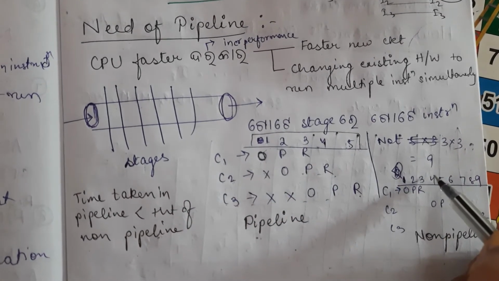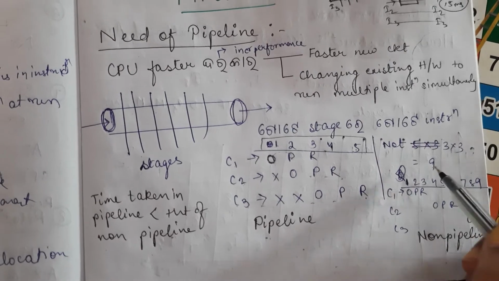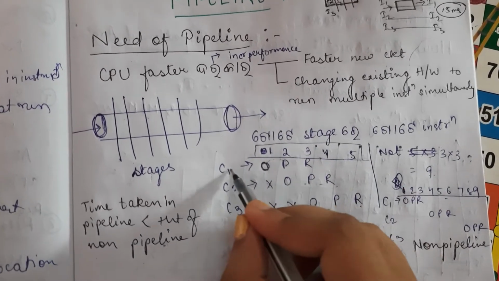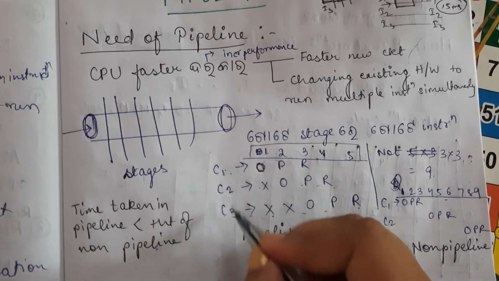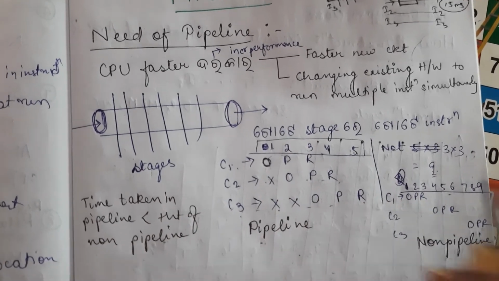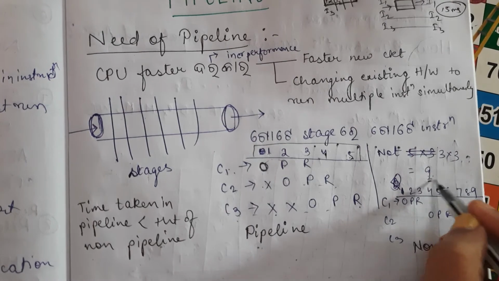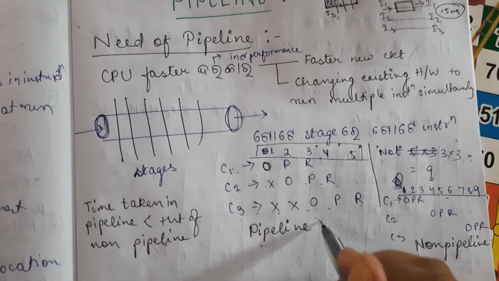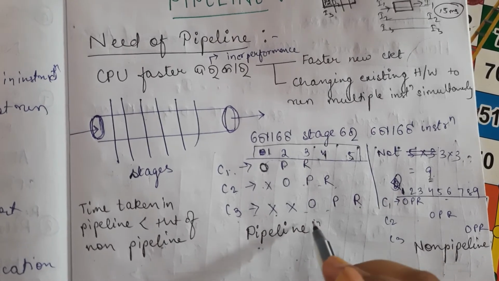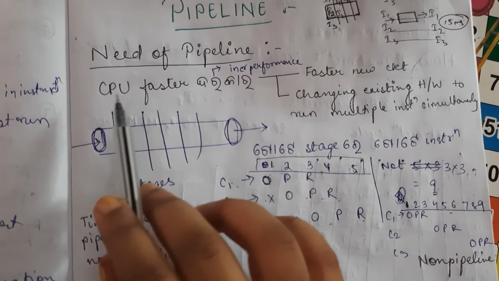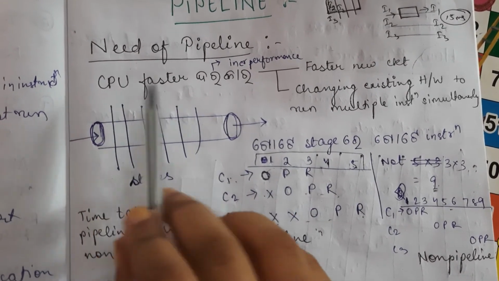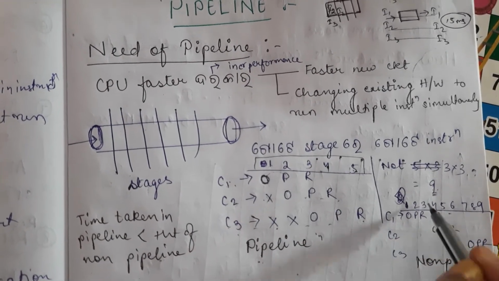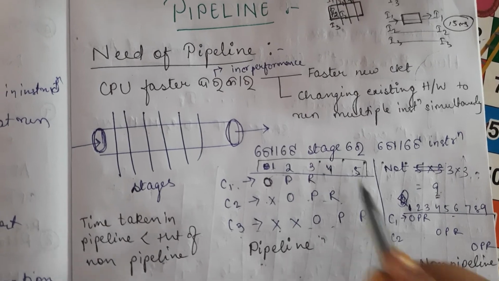Whereas if we consider a non-pipelined architecture, then each instruction will take 3, so 3 into 3 equals 9. Instead of 5, we will be doing the work in 9 milliseconds. So this is the advantage of pipelining, that work happens much faster, for which the CPU becomes faster or more efficient, because it takes less time than the non-pipelined architecture.